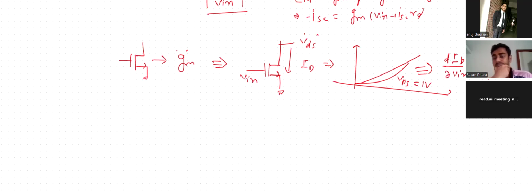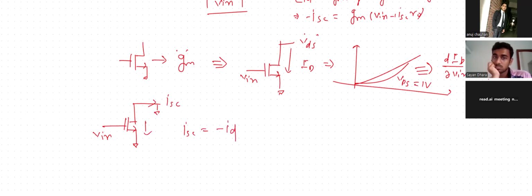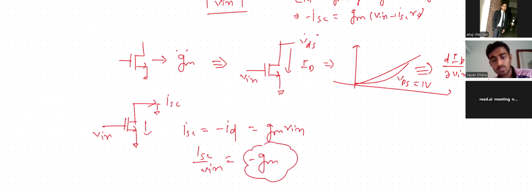But when you are calculating in circuits, what will you do? You short circuit the output and compute the short circuit current ISC. ISC here is simply minus ID itself. ID is GM times V in, so the ratio of ISC by V in comes out to be minus GM, or by magnitude simply GM. That is the transconductance, usually known as GM.